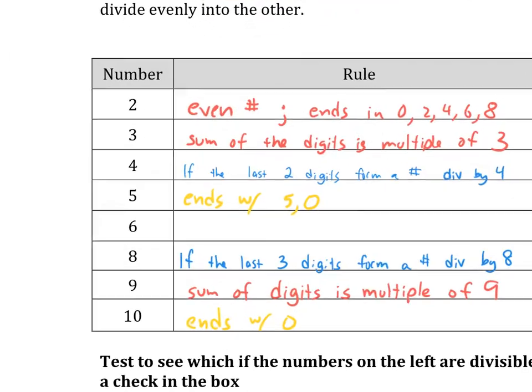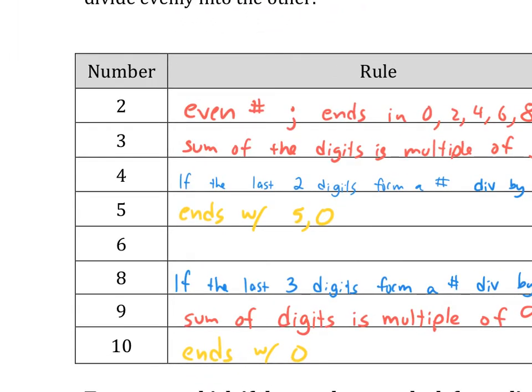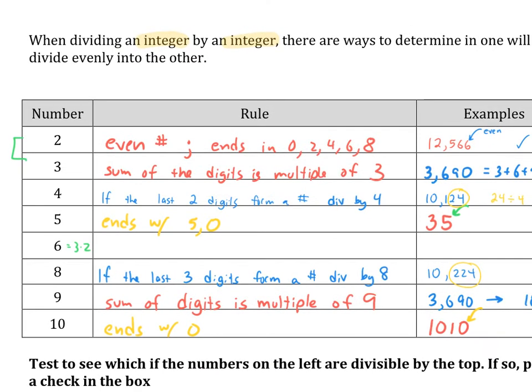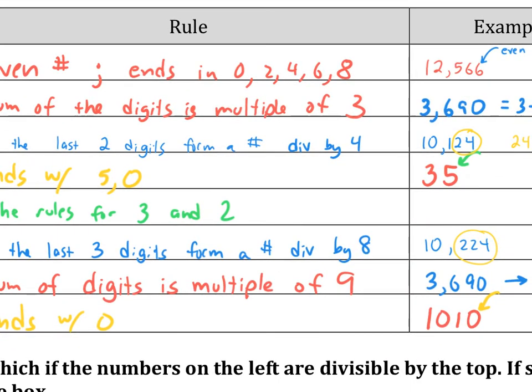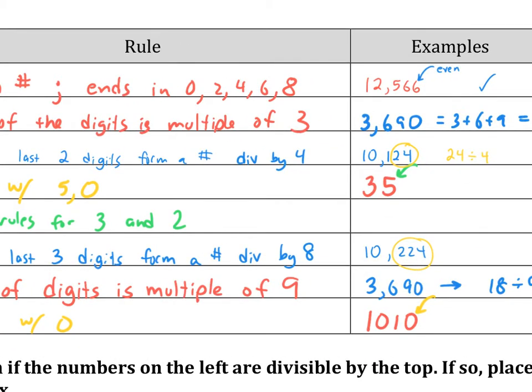And the last one is number 6. How do we show 6? Well, because 6 is equal to 3 times 2, it's actually those two combined. It's the rule for 3 and 2. So it has to be an even number whose digits are divisible by 3, or when the sum of the digits are divisible by 3.